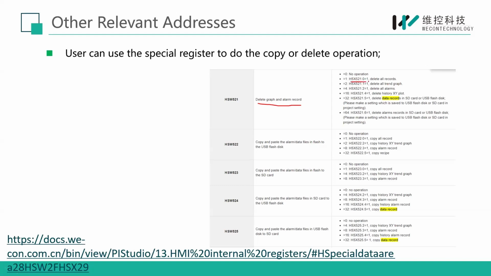अगर आप ये भी स्विच का यूज करोगे तो आपके सारे डेटा जो है वो डिलीट हो जाएंगे by using all alarm record. अगर आपको डिलीट करना है तो HSX 521.2, you have to use this address as a bit switch. And if you click it, then all alarms are deleted from the HMI flash memory. So these are some special addresses you have to see. HSW 521.